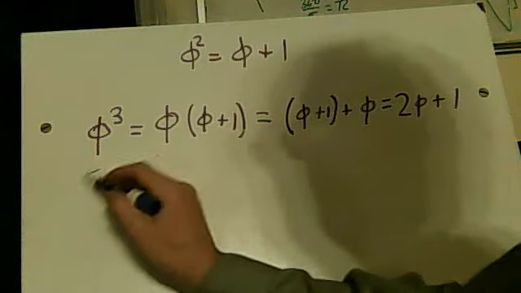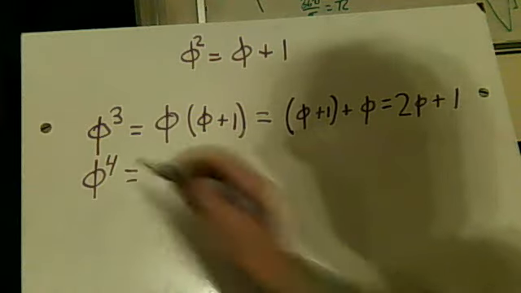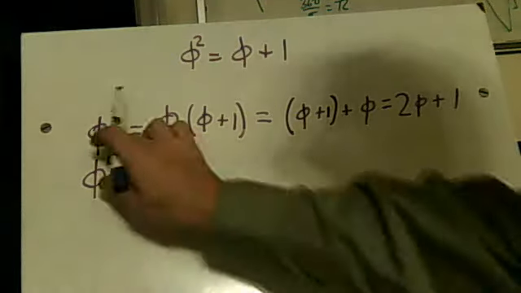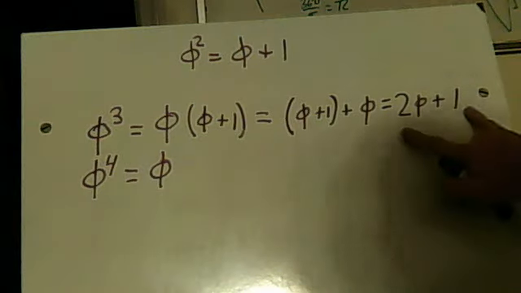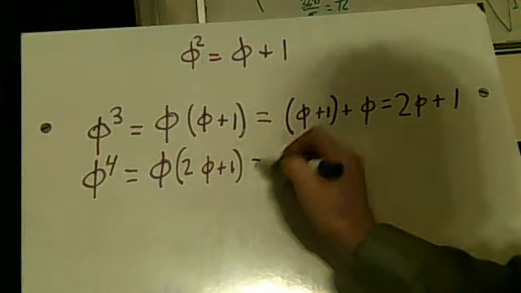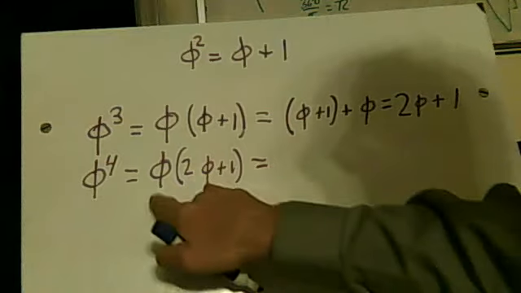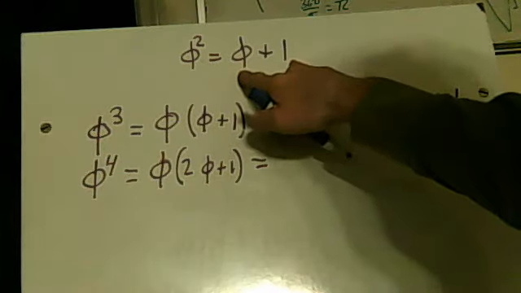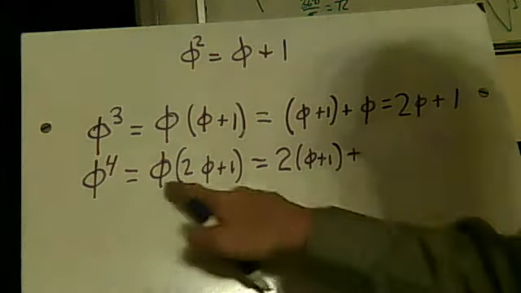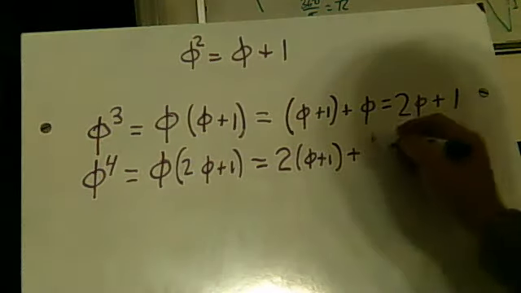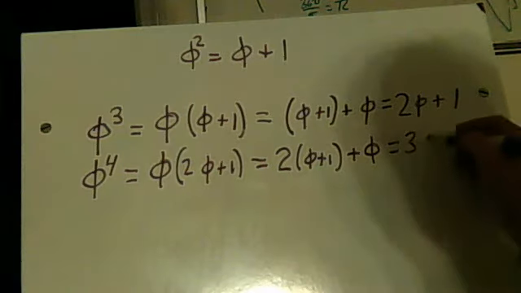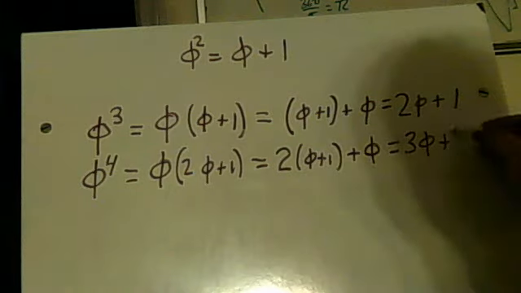Okay, now if we try this for phi to the 4th, we'll see that we can find a pattern. This is equal to phi times phi cubed, but phi cubed is right over here, 2 phi plus 1. So we just put in the 2 phi plus 1. Then this phi times that phi is going to be phi squared, but that's just going to give us a phi plus 1. So we can write this as 2 times phi plus 1 plus this phi times that one gives another phi here. So that's equal to 2 phi plus phi, that's 3 phi plus 2.